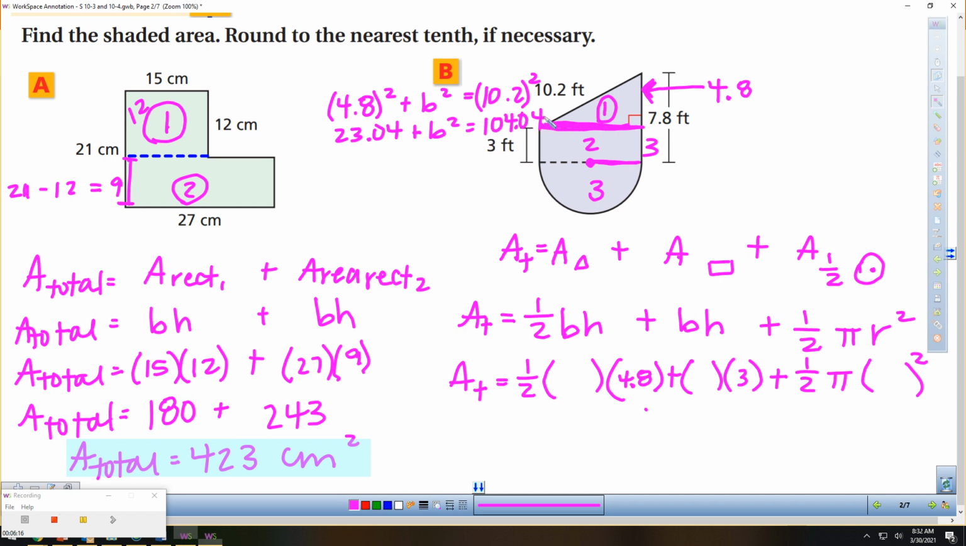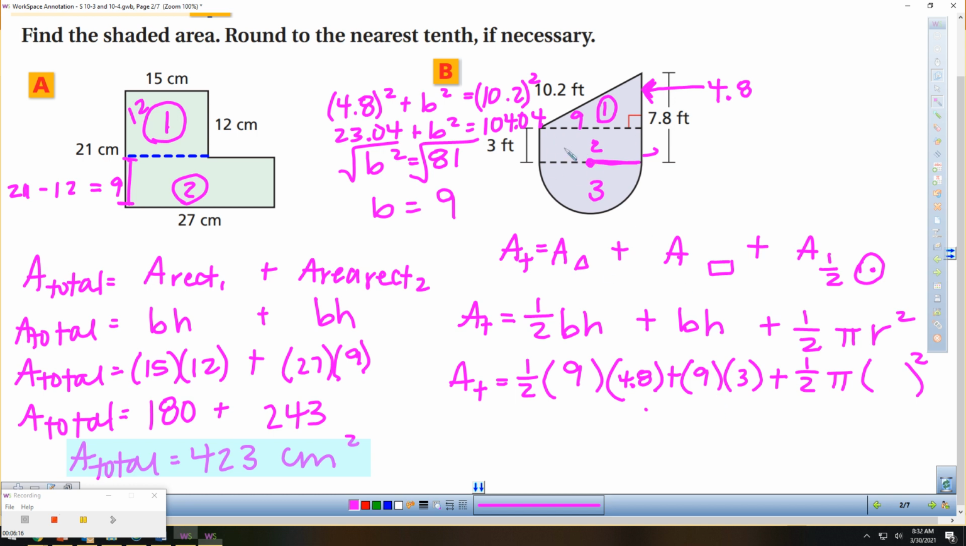When you subtract that 23.04 from both sides, you get that b squared equals 81. And then you square root both sides, and what's the square root of 81, guys? 9. So that means this length down here is 9. So now I have the base of my triangle. The base of my triangle is 9. I now have the base of my rectangle. That is also 9.